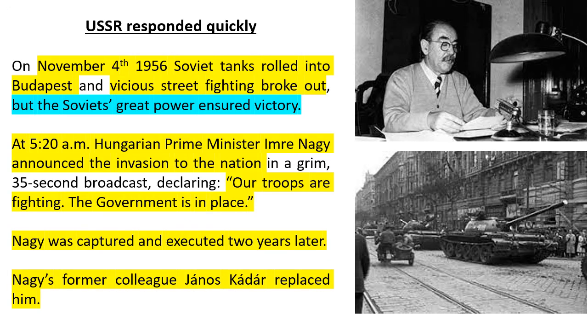Because they responded very quickly. On November the 4th, the Red Army tanks rolled into the capital, with fighting in the streets. And Nagy made an announcement at 5:20 in the morning that they're fighting, the government in place. Within hours he was captured, and years later he was actually executed by the Soviets too. He was replaced, and of course Hungary stayed within control of the Soviet Union.